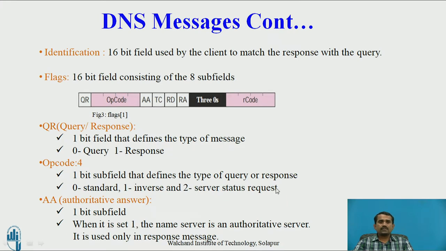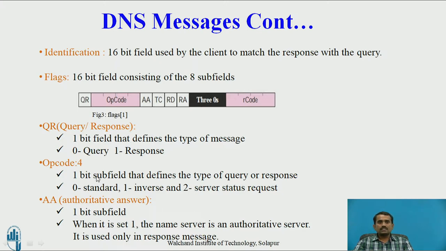Now let us see identification. It is a 16 bit field used by the client to match the response with the query message. Flags is a 16 bit field consisting of 8 subfields: QR, opcode, AA, TC, RD, RA, 3 zeros and R code. Let us see them one by one in detail. What is QR? QR is query and response. It is a 1 bit field that defines the two types of messages. If it is 0, it is of type query. If it is 1, it is of type response.